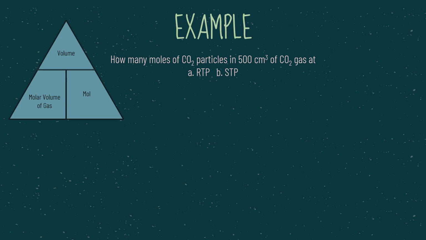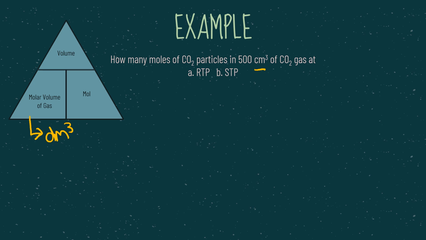Now let's look at an example. In this example, we are asked to find the number of moles of CO2 particles in 500 cm cube of CO2 gas at RTP and at STP. Before we do anything, we first need to convert cm cube to dm cube because we need to remember that our molar volume of gas are all in dm cube. If you have watched mole part 2, you will know how to convert cm cube to dm cube.